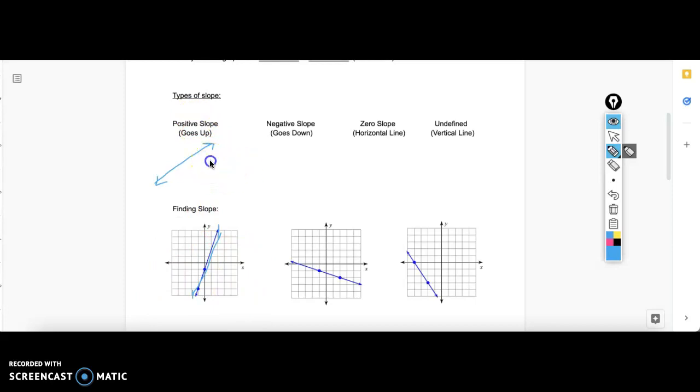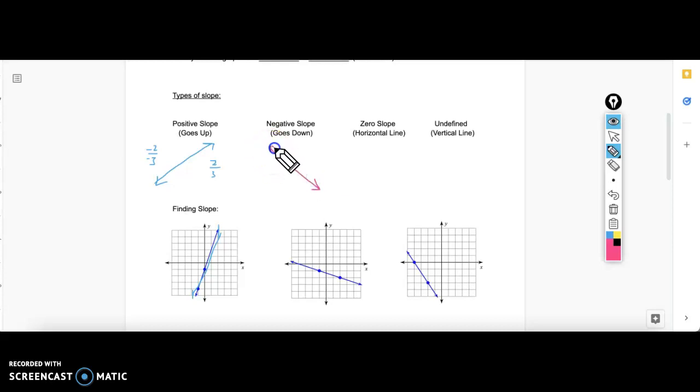Positive slope might also look like 2 positive numbers, like 2/3. Or we also know that 2 negatives make a positive, so it could be 2 negative numbers, like -2 and -3. But this is a type of slope, positive slope. The second type of slope is a negative slope, which means from left to right, it's going down.